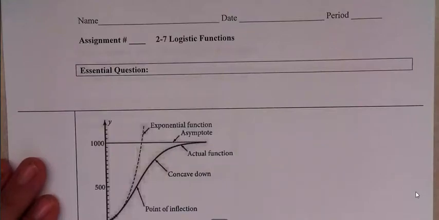2.7 is all about logistic functions. These are functions that we usually use to represent population that eventually starts to taper off.